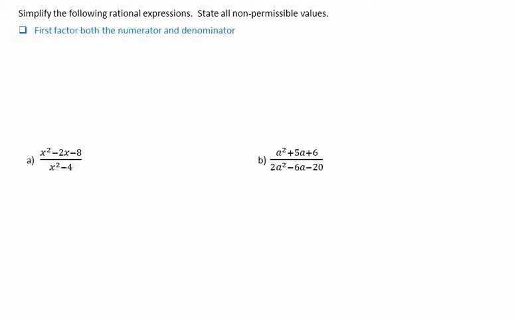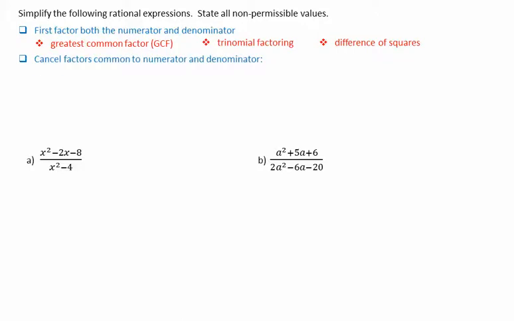In order to simplify a rational expression, we first need to factor both the numerator and denominator if they are not already in factored form. We can do this by first factoring out a greatest common factor. We can use trinomial factoring if we have a trinomial, or if we have a binomial that is a difference of squares. We then cancel out any factors that are common to both the numerator and denominator.